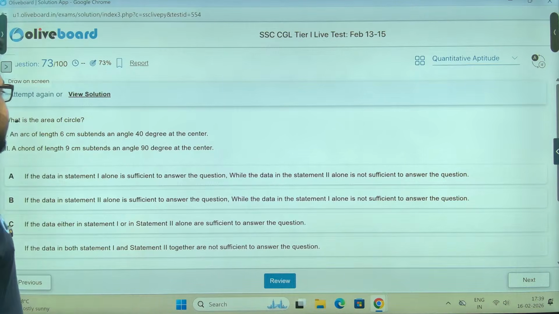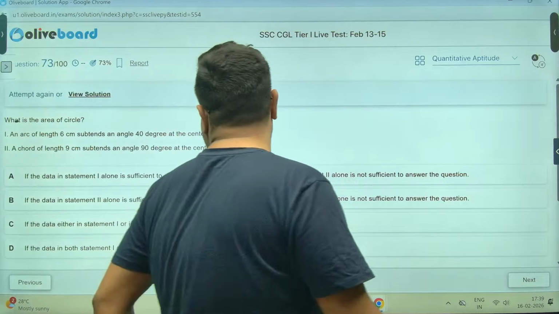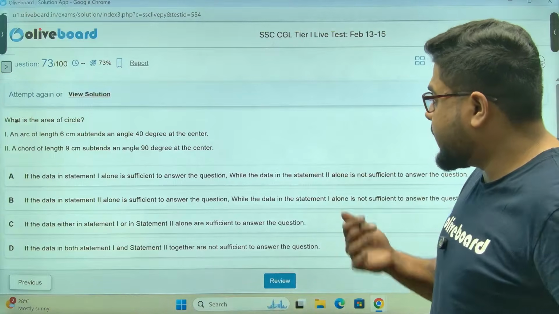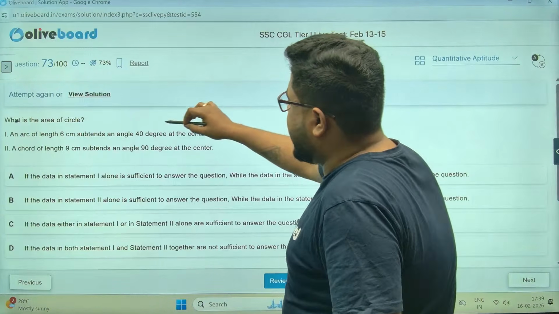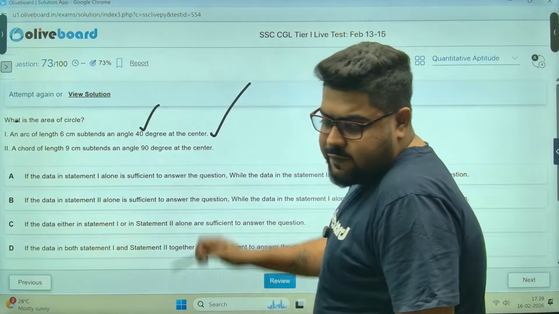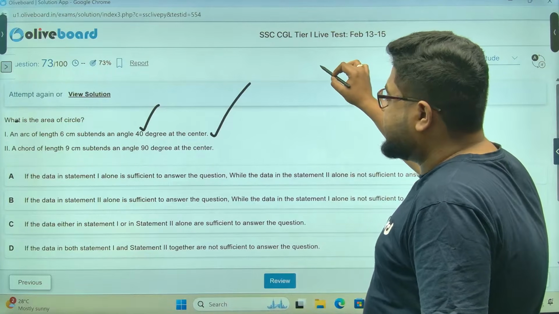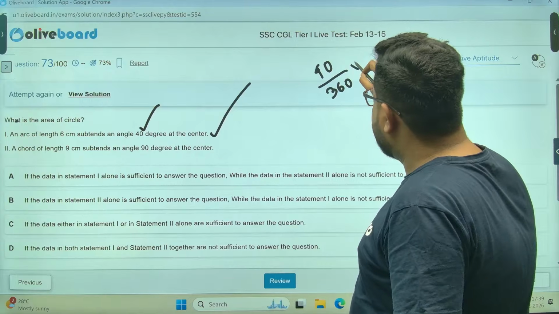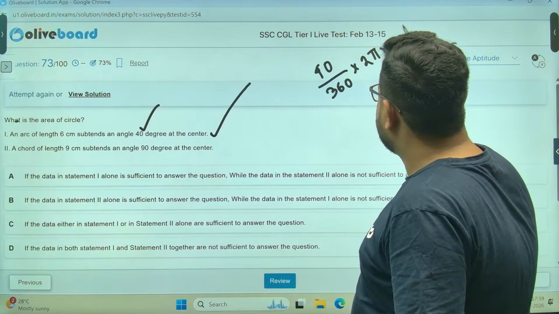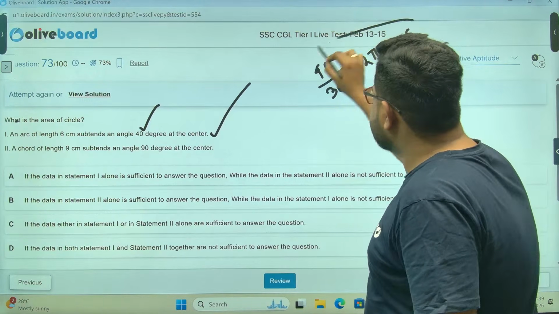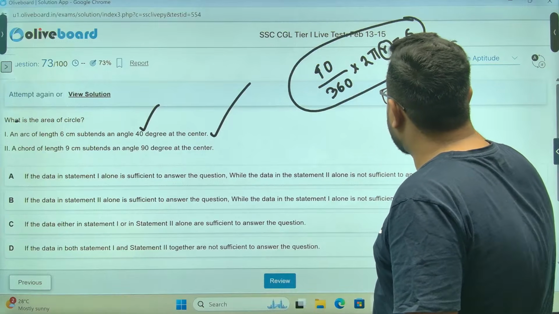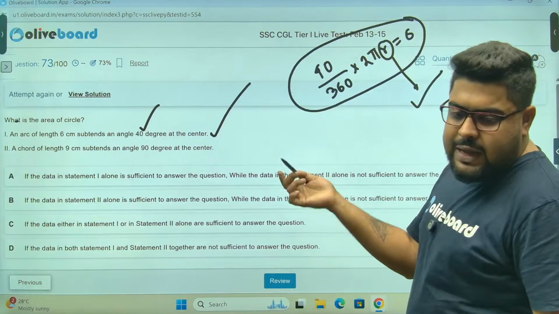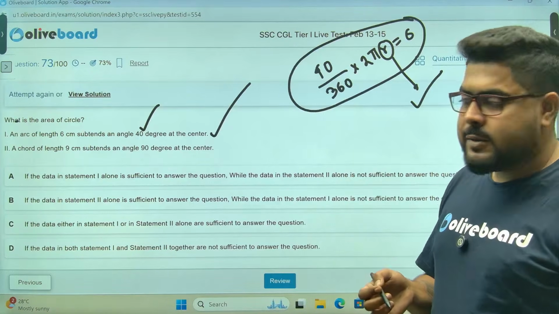Arc length subtends at area of the circle. Data sufficiency question. Okay. Arc length is given, angle is given. Sir, I can definitely find the area. Why? Arc length is theta by 360 into 2 pi r. This is arc length. So from this equation, I will be able to figure out r. And once I know r, I can figure out area, pi r square.